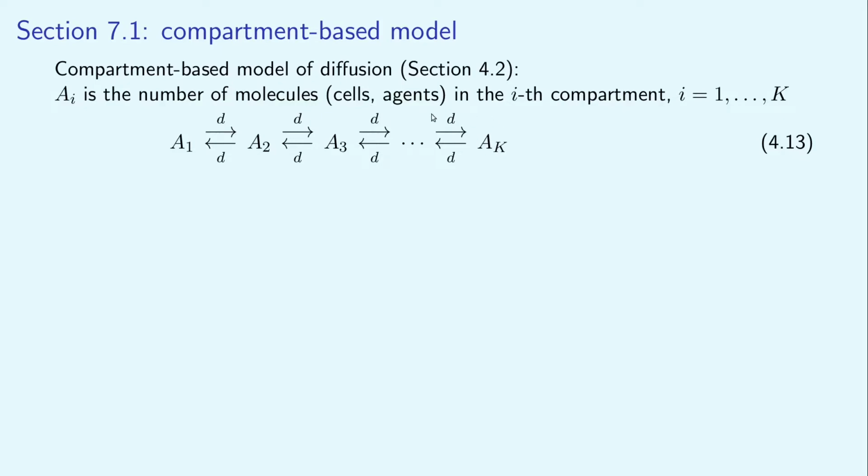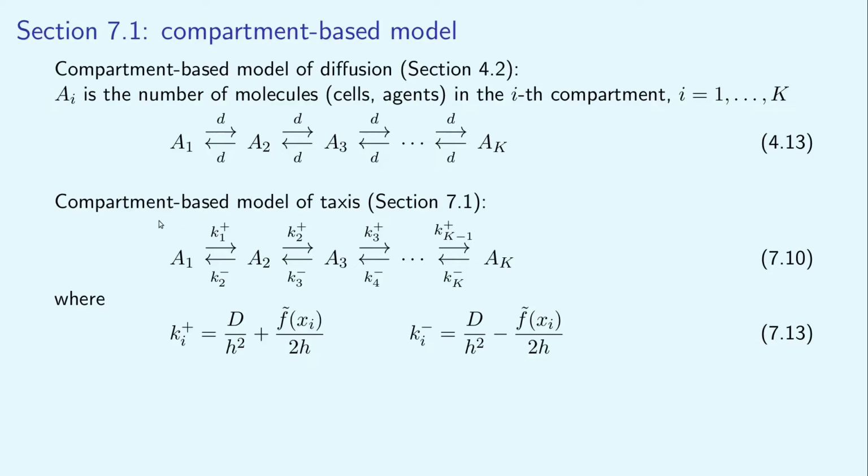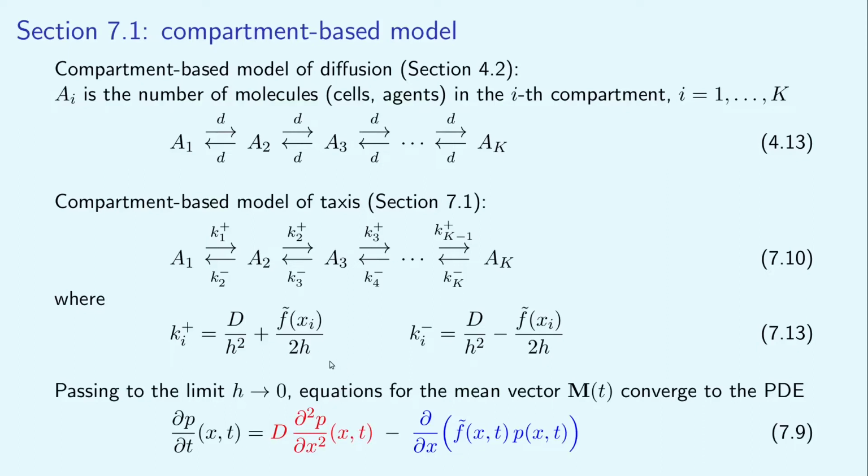To introduce advection into this diffusion model, we make the jump rates dependent on the drift term. If the drift term is 0, then we recover the original diffusion model, where the jump rate, lowercase d, is the diffusion constant D divided by the compartment size h to the power 2. If f is positive, then simulated particles jump more frequently to the right than to the left, and vice versa. The justification of this choice of the jump rates is left to you as exercise 7.2.